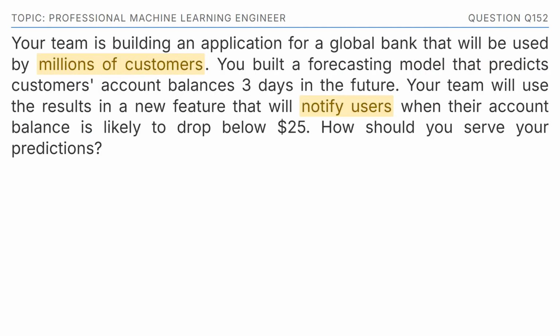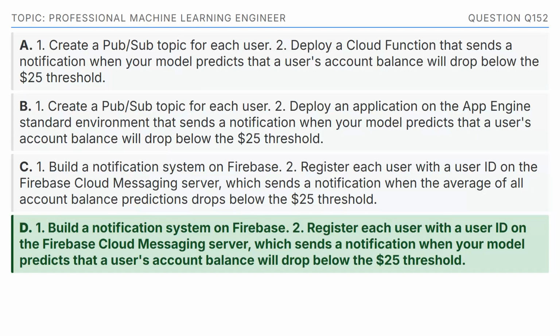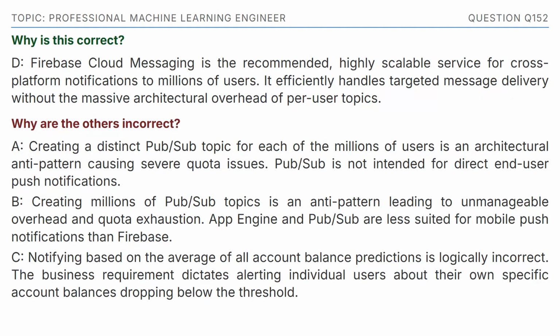To arrive at the correct answer, we focus on the keywords: millions of customers, notify users. The correct answer is option D, 1. Build a notification system on Firebase. 2. Register each user with a user ID on the Firebase Cloud Messaging server, which sends a notification when your model predicts that a user's account balance will drop below the $25 threshold. Why is this correct? D.